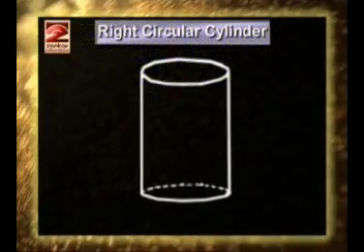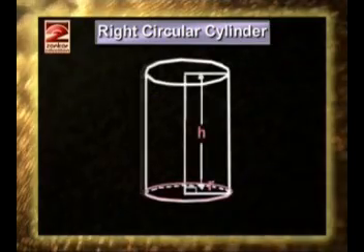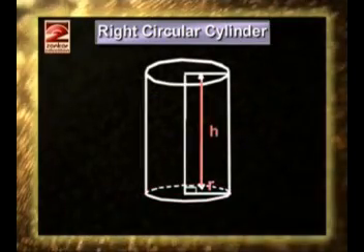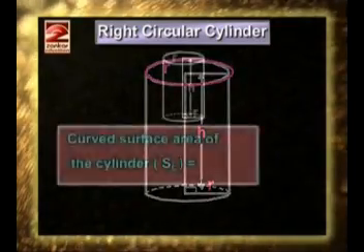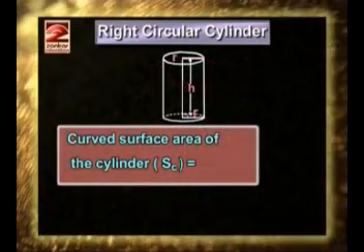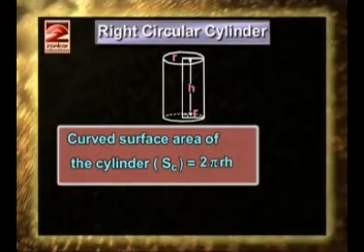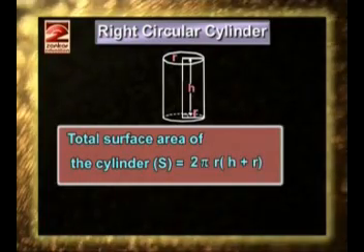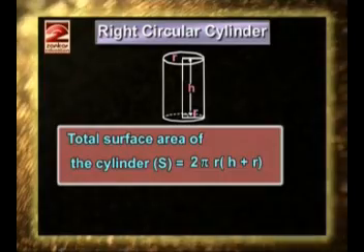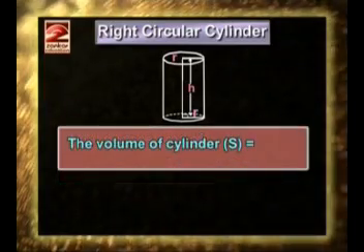Now this is a right circular cylinder. This is the radius, this is the height, and the radius of the upper part is also the same, that is R. Now the curved surface area of the cylinder is equal to 2 pi RH. And the total surface area of the cylinder is 2 pi R into bracket H plus R. The volume of the cylinder is pi R square H.